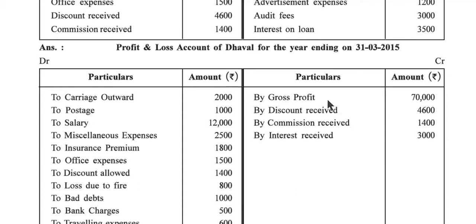Gross profit is the income for the business unit, so write it on the credit side. Gross profit 70,000. Discount received 4,600. By commission received 1,400. By interest received 3,000.